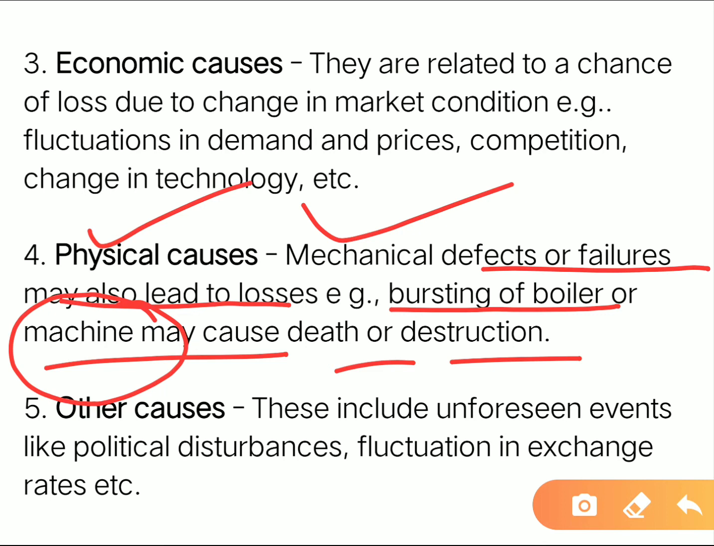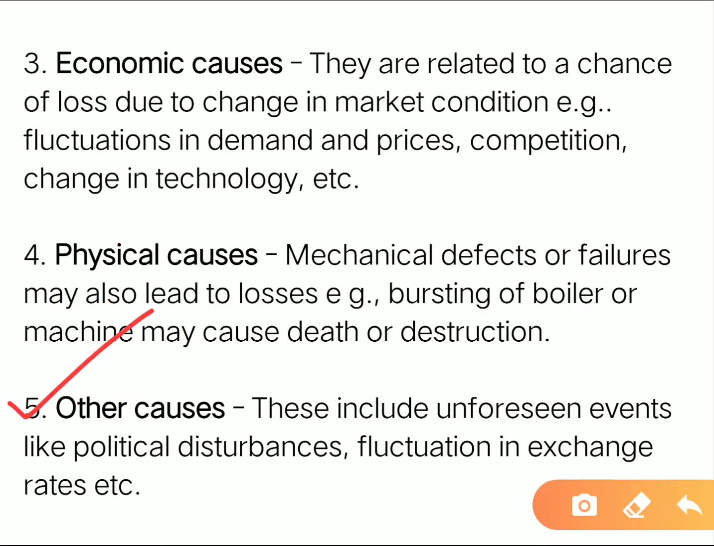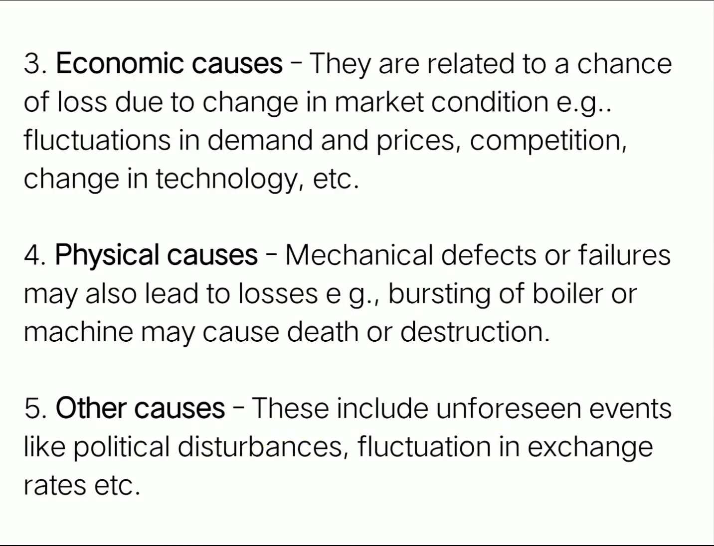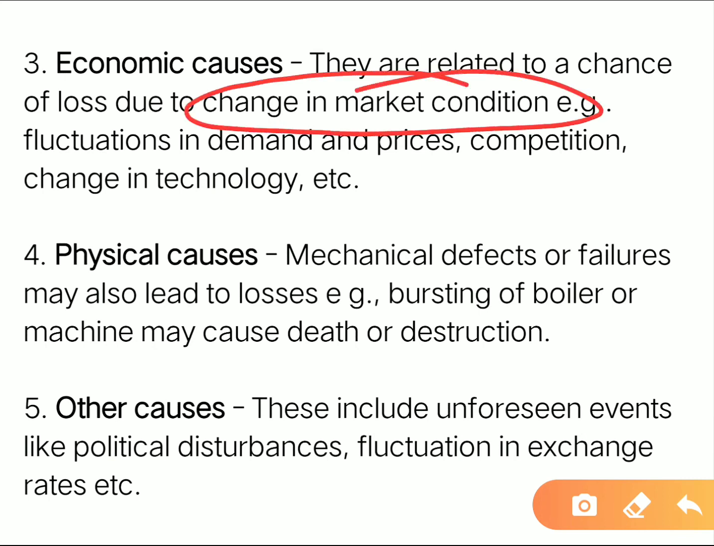Now the last is other causes. We have studied about natural causes which occur naturally, human causes which are generally caused by the human being or the employees of the organization, economic causes means generally the changes which happen in the market condition. Physical causes due to the assets or the machineries, whatever the losses are suffered. Now other causes means apart from all the four causes which you have studied: natural causes, human causes, economic causes, physical causes. Apart from all these, the rest of the causes are put under this. So other causes are what?